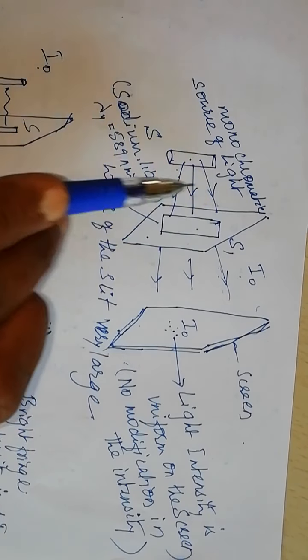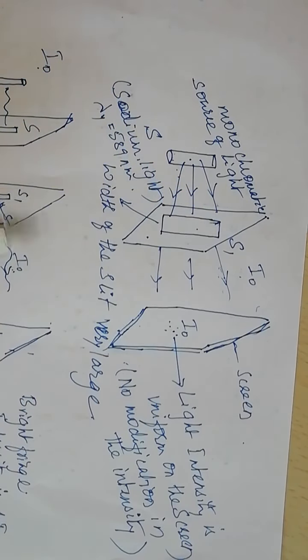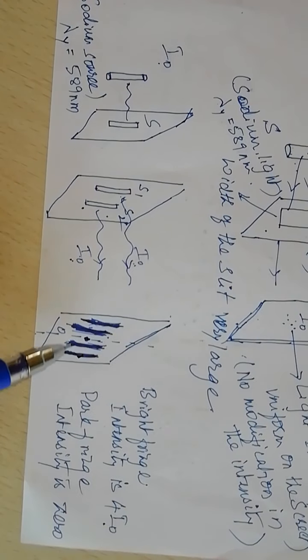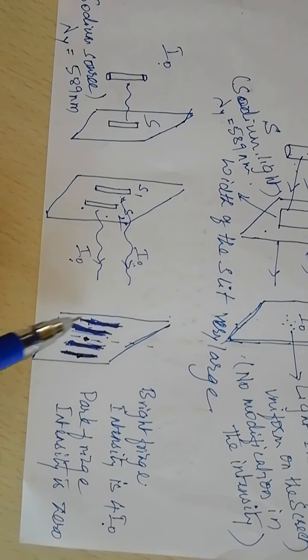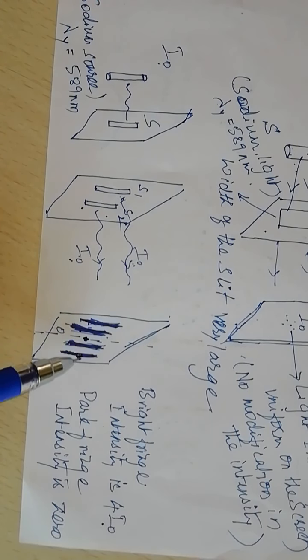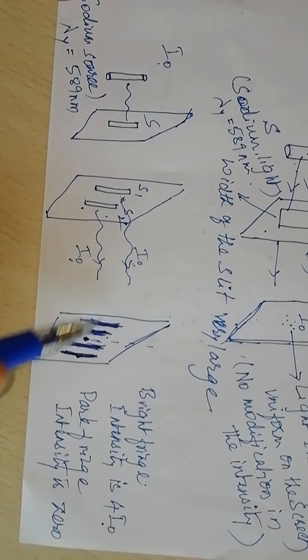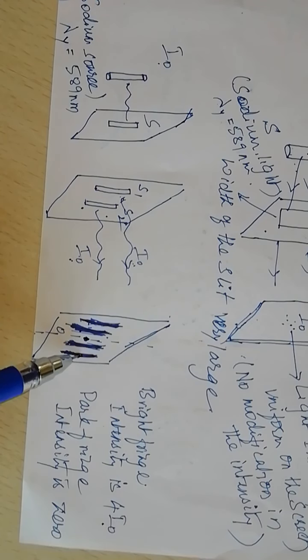This is the case if the width of the slits is too large. But here, there will be a modification in the intensity of light at various points on the screen due to redistribution of light energy. Energy lost in the dark band appears in the bright band. So at the bright band, the intensity is not just 2 I naught, it is 4 I naught. The 2 I naught lost in the dark band appears in the bright band.